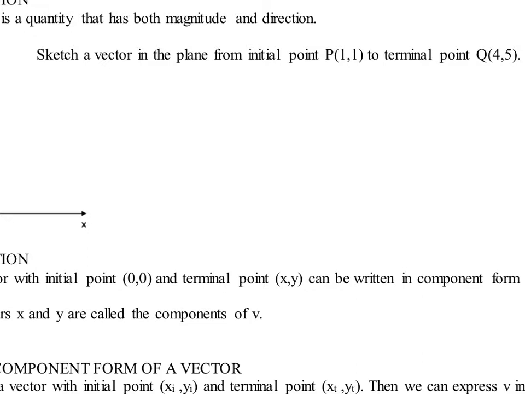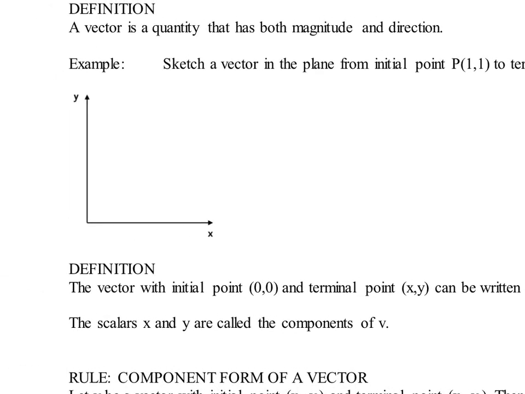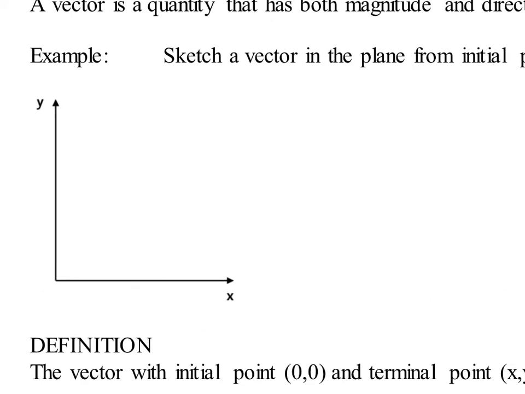So sketch a vector in a plane from initial point P (1, 1) to Q (4, 5). So just plotting points. So 1, 1 to 4, 5. So, rough sketch. So here's 1, 1. Call that point P. 2, 3, 4, and then 2, 3, 4, 5. All right. It probably could have made more effective use of my available space here, but I didn't, and so here we are.